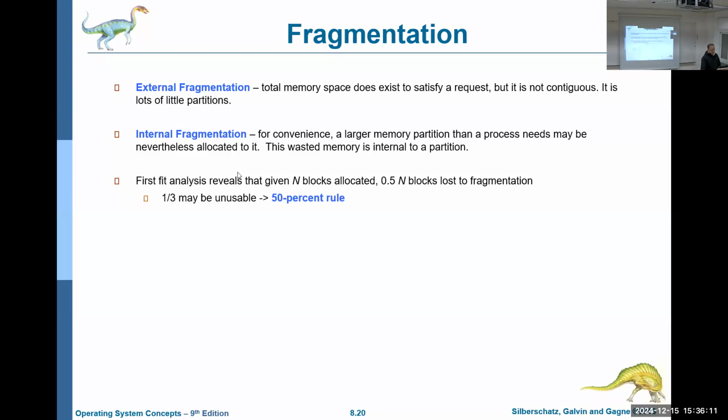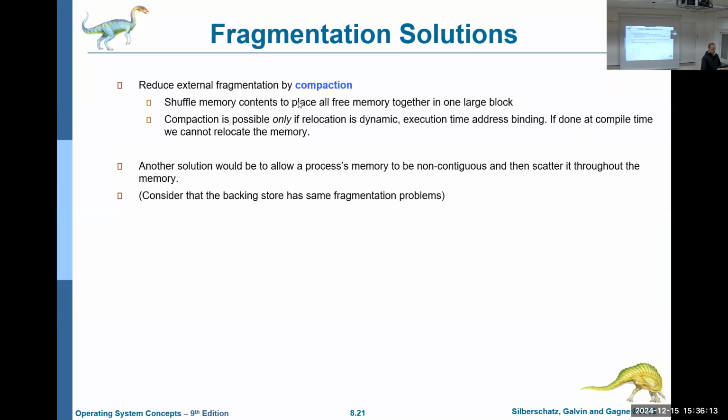We're basically going to have this problem of fragmentation, so what are the solutions to it? One is something called compaction, which means you shuffle the memory contents to place all free memory together. You push all the memory down to the bottom and you make a big space at the top.